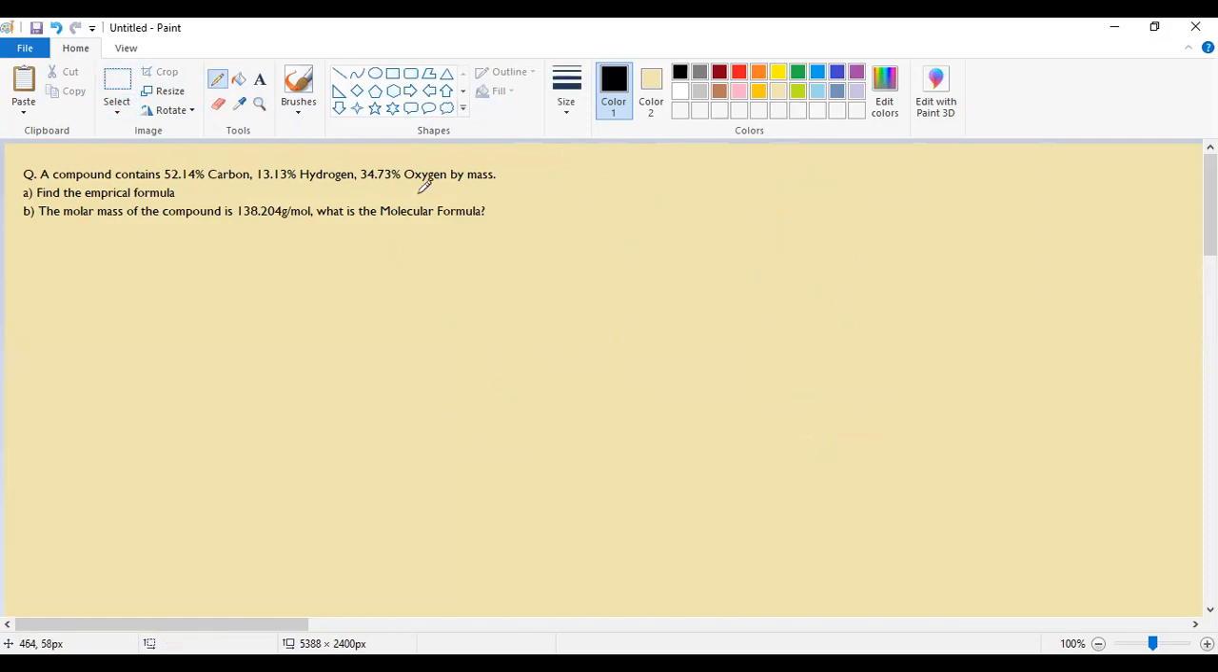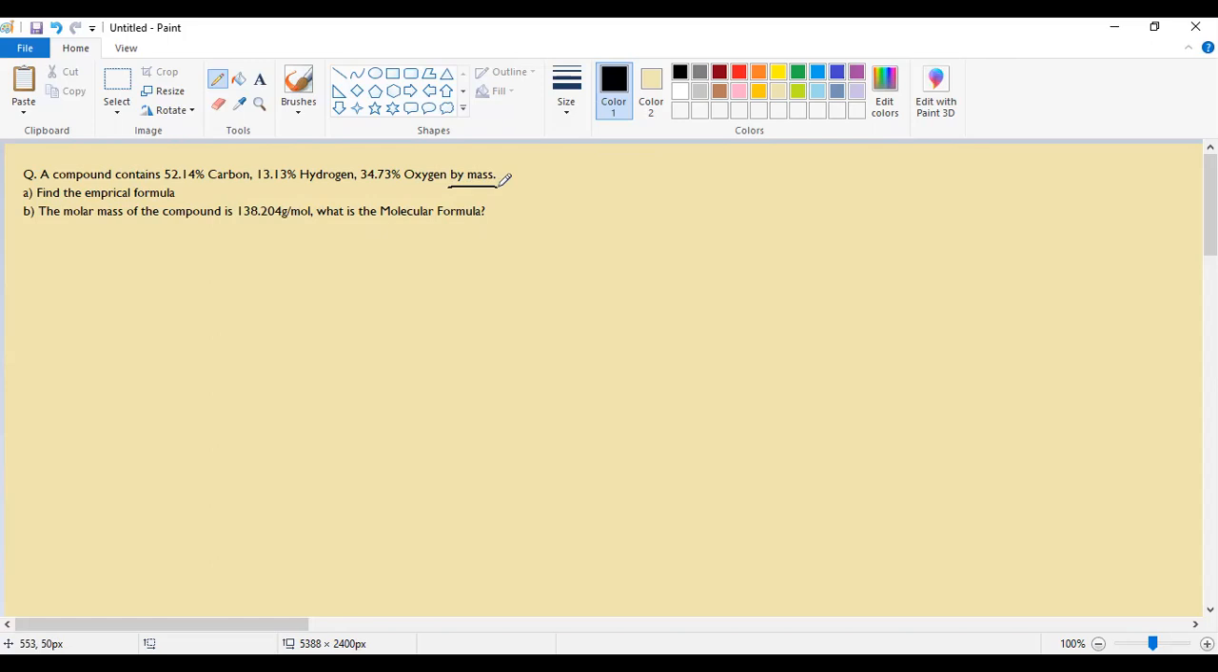And so if we can apply that concept to this question here, it asks us: a compound contains 52.14% carbon, 13.13% hydrogen, and 34.73% oxygen by mass. And that "by mass" part is so important because it's telling you that, of the entire compound, how much does each of these elements consume in terms of mass? So let's say in terms of grams.